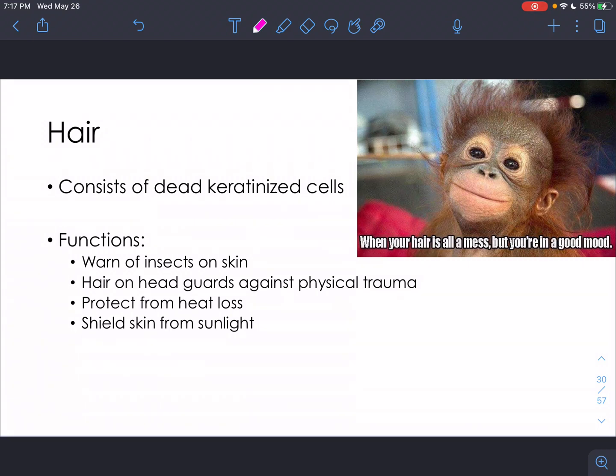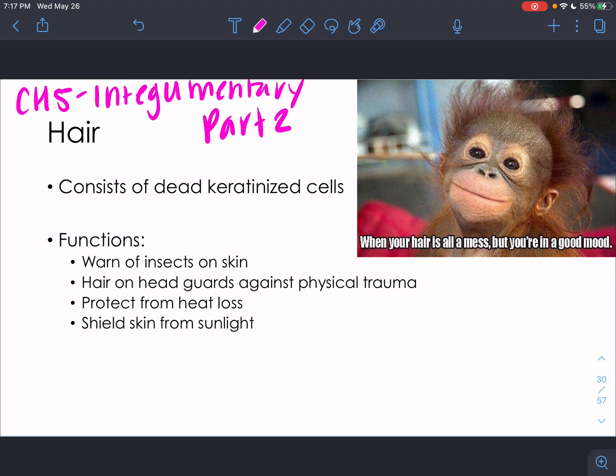Hello everyone, this lecture is going to be covering the rest of chapter 5 on the integumentary system. So this will be part 2. In the first part we talked about just the skin, so the epidermis, dermis, all of the different structures, so the different glands, sweat glands, oil glands, as well as some sensory receptors. In the second part, we're going to be talking about some other parts of the integumentary system, as well as functions of the integumentary system. Okay, so let's start by talking about hair.